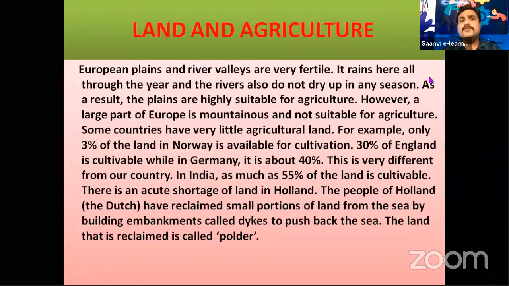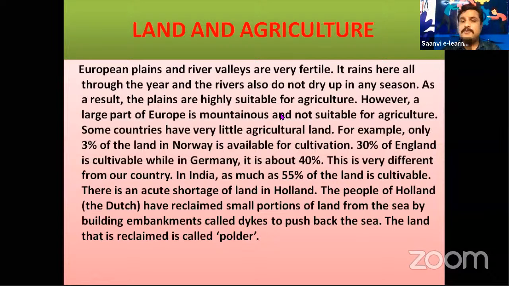However, a large part of Europe is mountainous and not suitable for agriculture. Some countries have very little agricultural land. For example, only 3% of land in Norway. Just remember the countries now. I told you clearly in the last session, whenever we read or discuss Europe, you must know some countries. So 3% of land in Norway is available for cultivation, 30% of England is cultivable, while in Germany it is 40%.